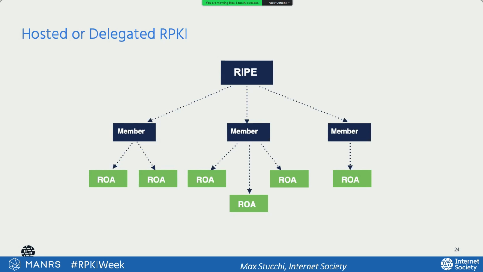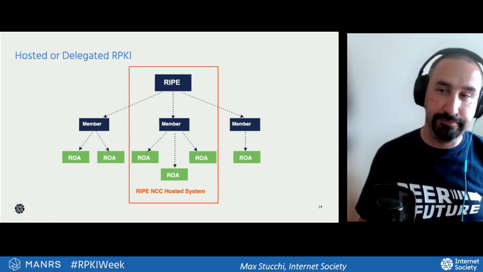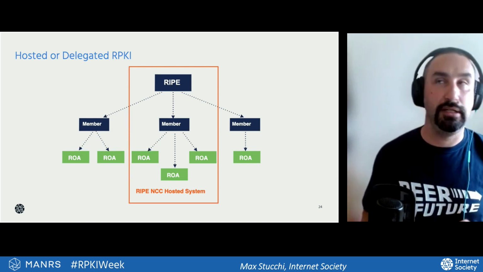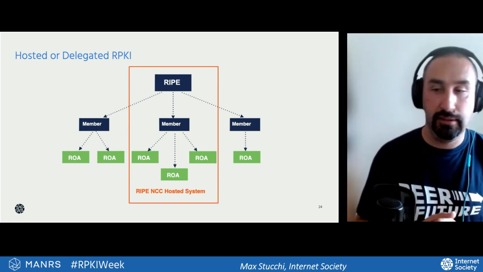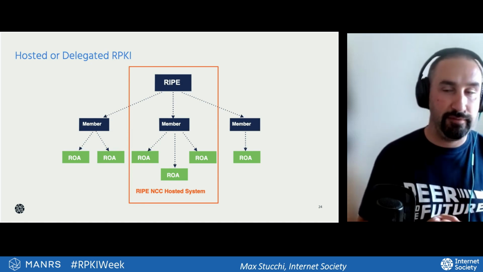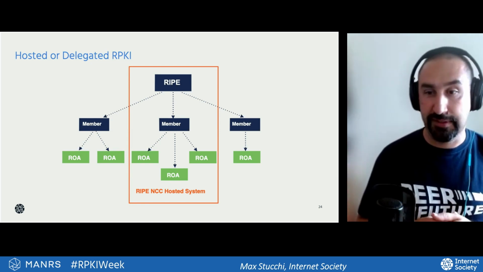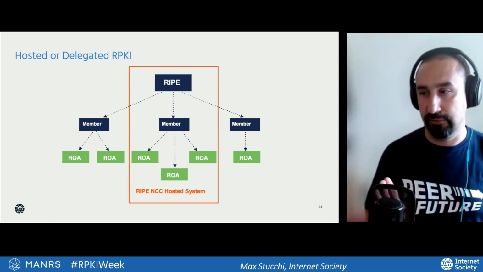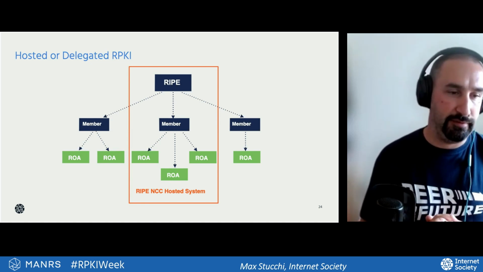But what does it mean when we say hosted or delegated? When we say hosted, it means that the RIPE-NCC, or ARIN, APNIC, your local regional registry runs everything for you. So in the case of RIPE-NCC, there's a web interface. The RIPE-NCC creates the CA for you. You just have to push a button, and then there's a very easy to use interface to create and delete ROAs, to change them, do everything you need.